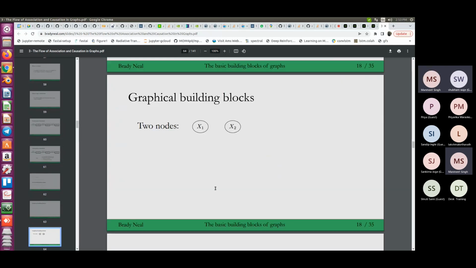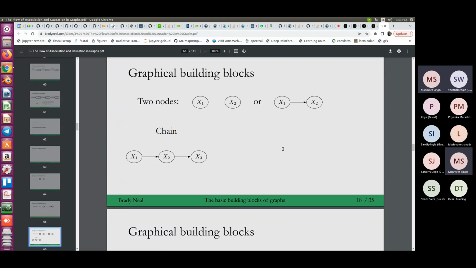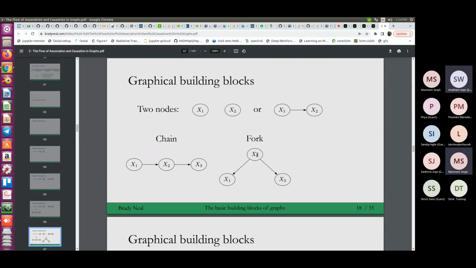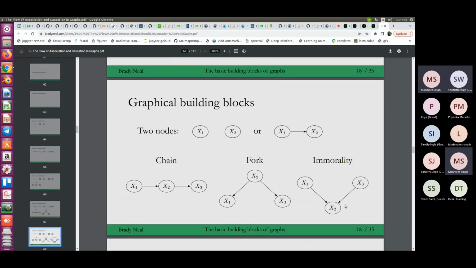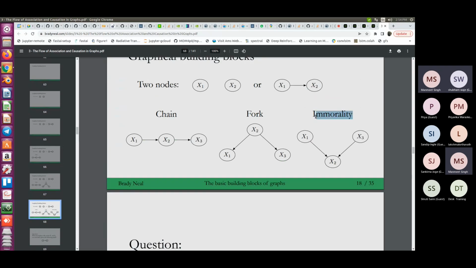So what are the building blocks of the graphs? We have nodes. Let's say these are the two nodes. This is also another building block of the graph. You can have a chain, you can have a fork, and we can have this type of structure. They're calling it immorality. This is also known as something else.